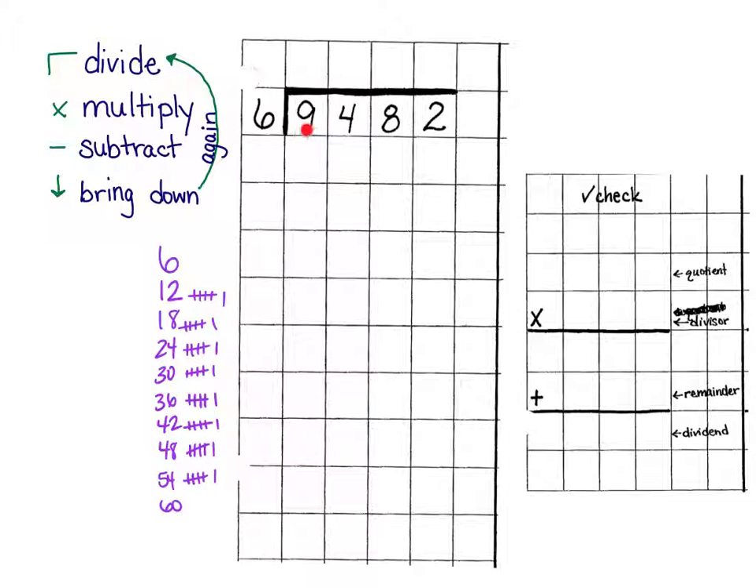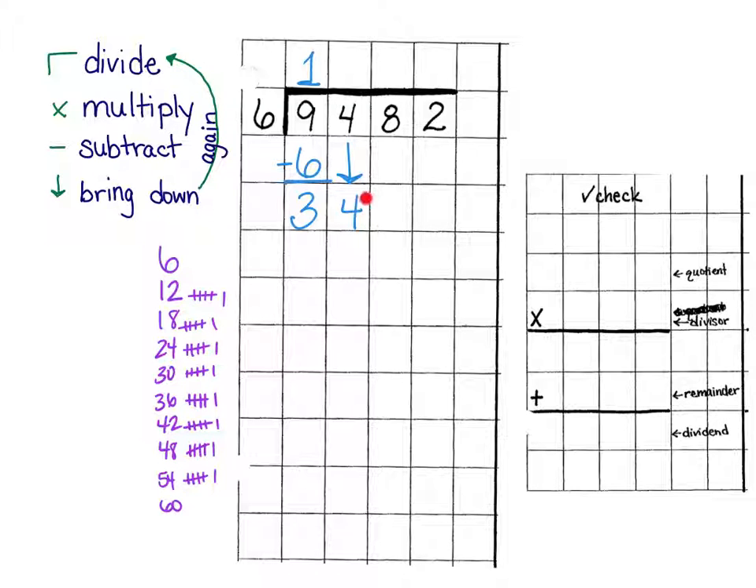Alright, so we're going to look at the number 9 and divide it into groups of 6. How many groups of 6 are in 9? Only 1. So 1 goes up here. Now that we have divided, let's multiply. 1 times 6 is 6. Now we need to subtract. 9 minus 6 equals 3. Now we're going to bring down. Bring down that 4.